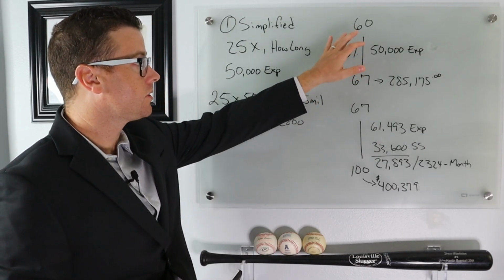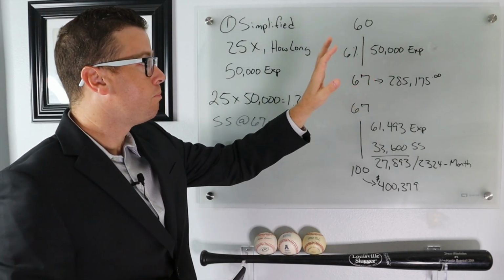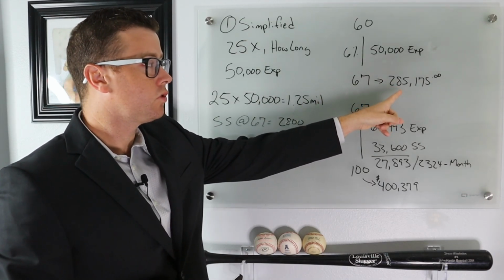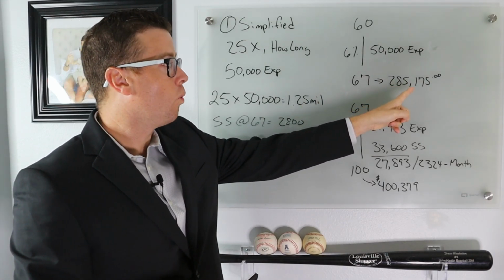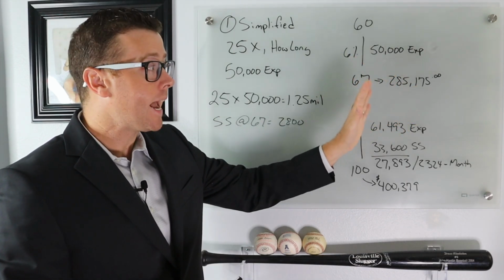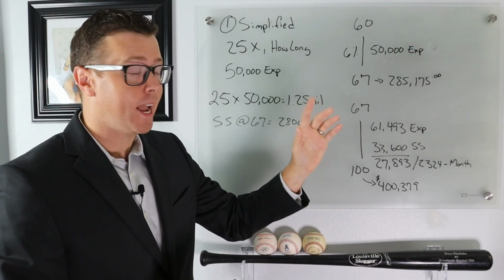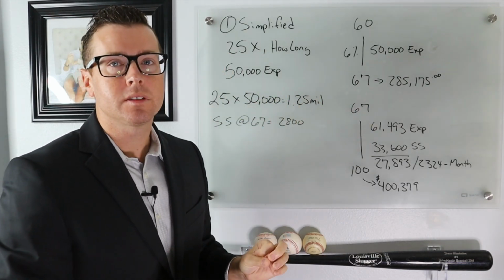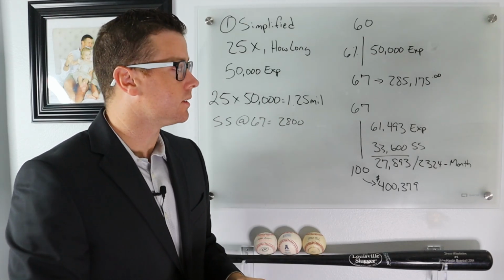So between the ages of 60 and 67, based on the future value calculation, this individual needs $285,175 saved for retirement. Now, that is essentially at 67 having $0 left. I think it was like 50 cents left over at age 67.